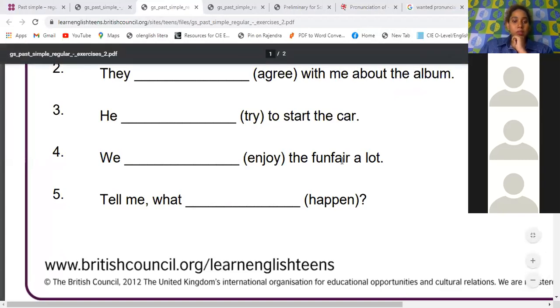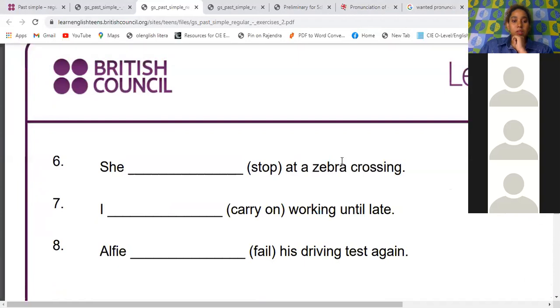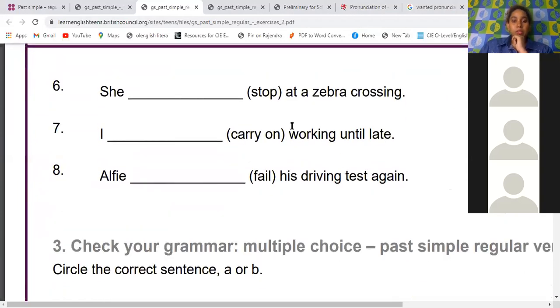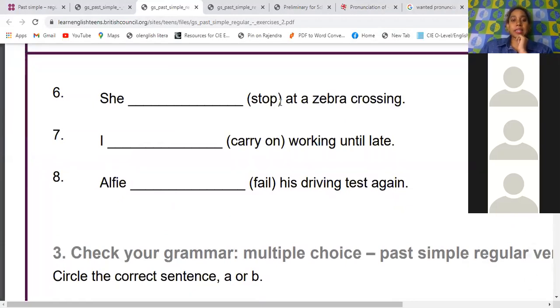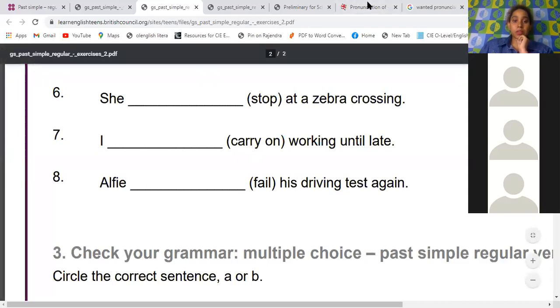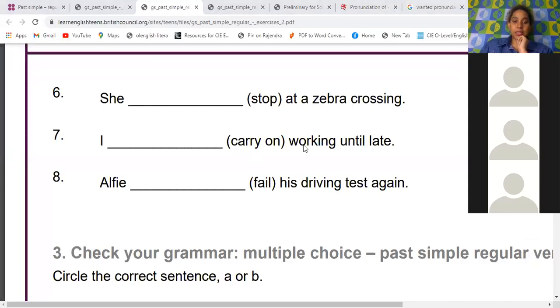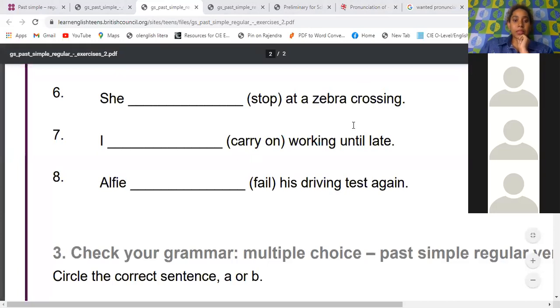Next one. Stop. You see a consonant and a vowel letter before that. So you have to double the P letter and then add ED. Stop, double P E D. Carry on. You see Y, you see R, not the vowel. So you remove Y and add IED. IED. Okay. Next one. Fail. There's no problem. You can just add ED to the ending.